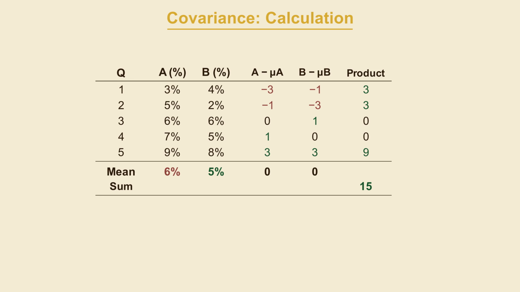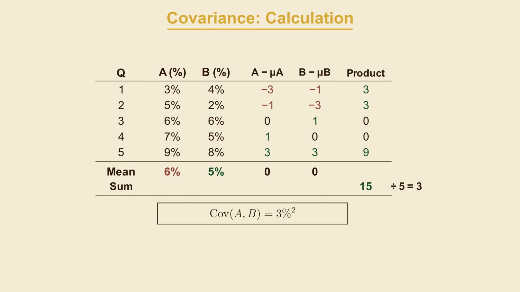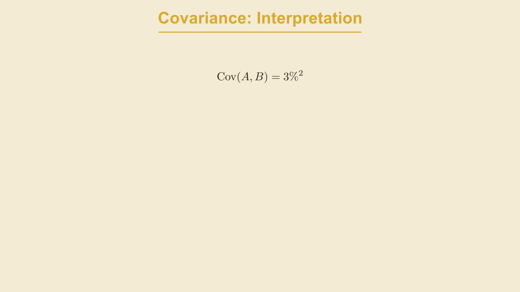Step 4, we average those 5 products. They sum up to 15, and 15 divided by 5 is 3. The covariance of holding A and holding B is 3% squared. So what exactly does this number tell you? The covariance here is positive, and the sign is the most reliable thing about covariance.